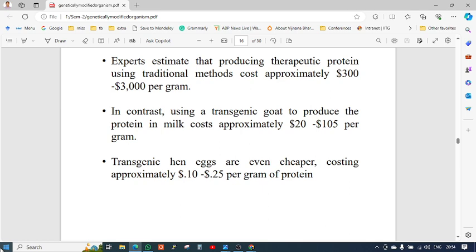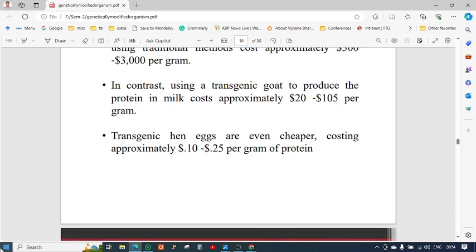It means to produce a large number of eggs at low cost, we are also utilizing GMO hens, and broilers are used for meat production.